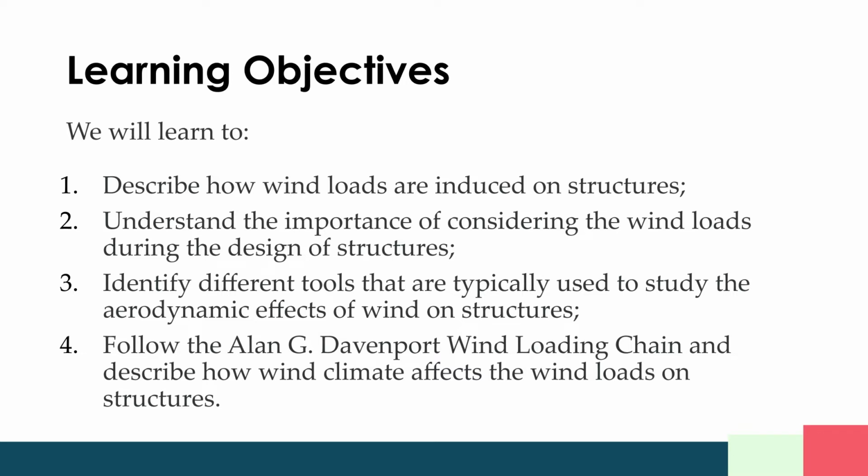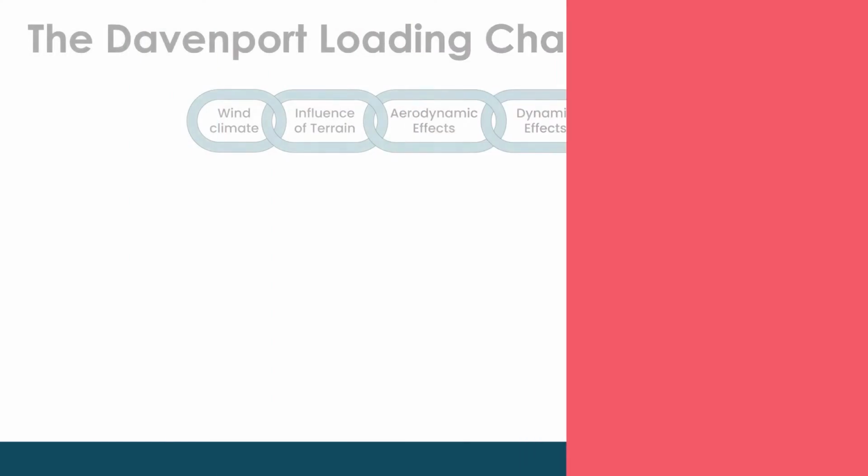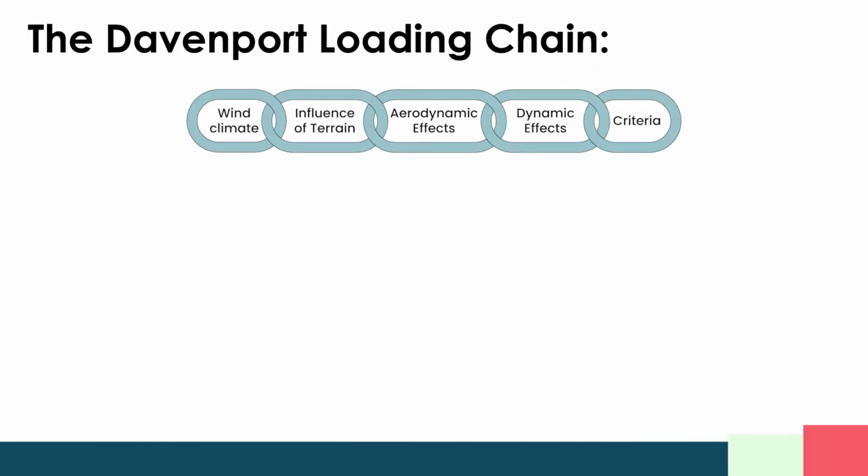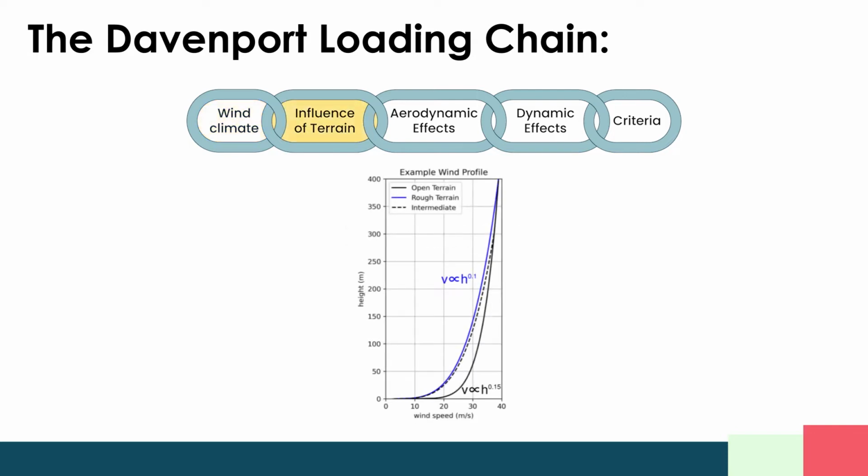Now we are going to take a look at the Davenport wind load chain, where there are 5 links, and in this module we will look at each link in detail. Right now, I will quickly summarize the content of each link. The first link introduces the wind climate, and typically it uses historical wind measurements. In the second link, we need to account for the influence of terrain.